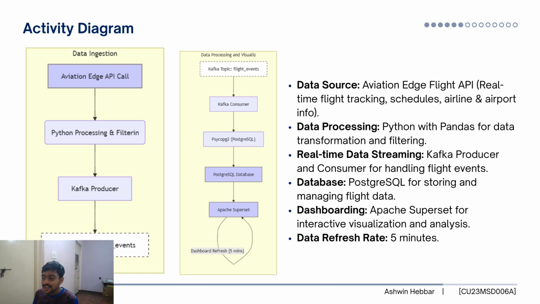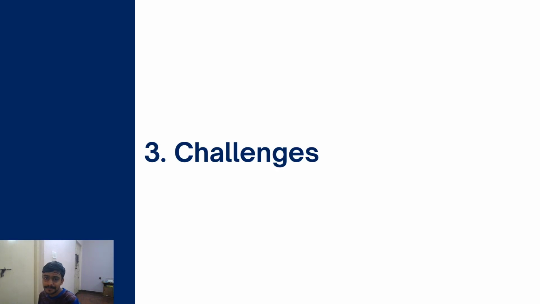The data refresh rate for this specific implementation is 5 minutes. Keep in mind this is not a limitation of the implementation, but a limitation of the API that we are using. The AviationEdge API refreshes once in about 5 minutes. So it doesn't really make sense for us to update the application multiple times within 5 minutes. So the data refresh rate is settled at 5 minutes here.